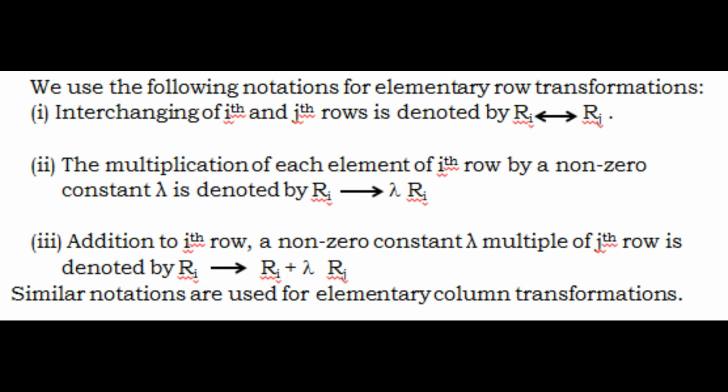Second one, the multiplication of each element of ith row by a non-zero constant lambda is denoted by Ri implies lambda into Ri. Third one, addition to ith row, a non-zero constant lambda multiple of jth row is denoted by Ri implies Ri plus lambda into Rj. Similar notations are used for elementary column operations also.